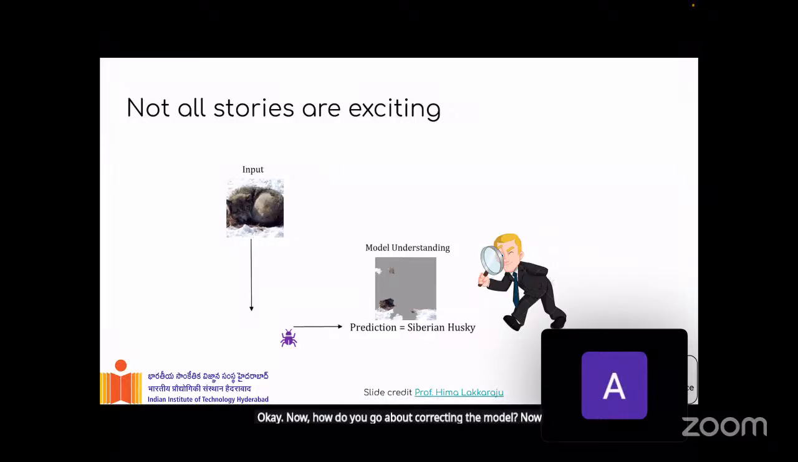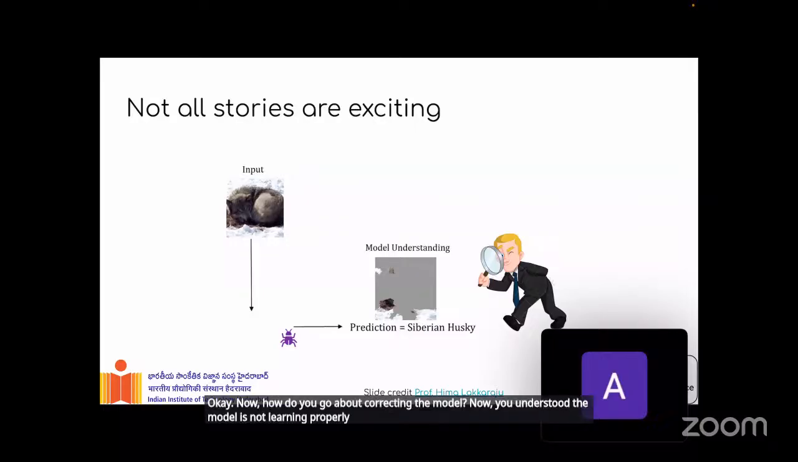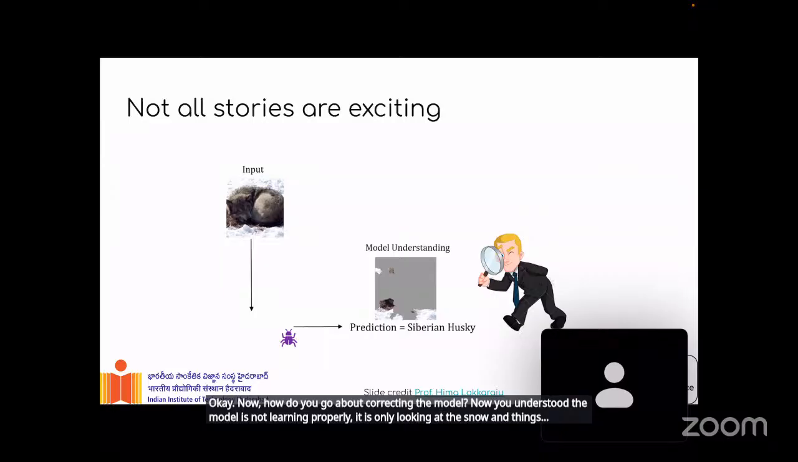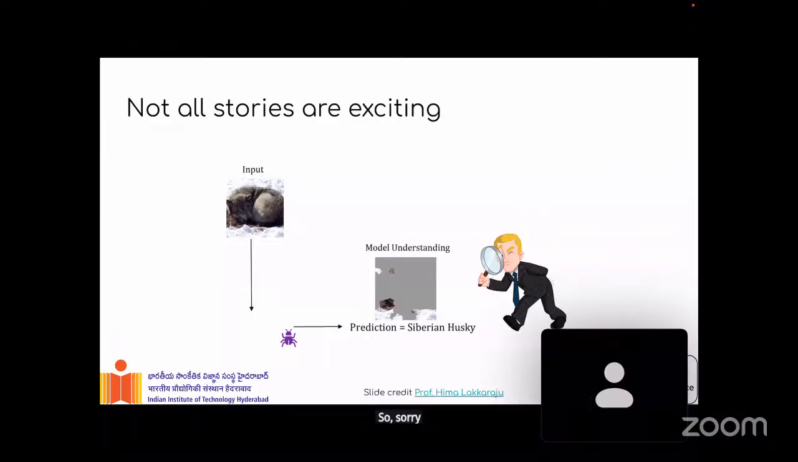Now you understood the model is not learning properly. It is only looking at the snow and thinks it is a husky.